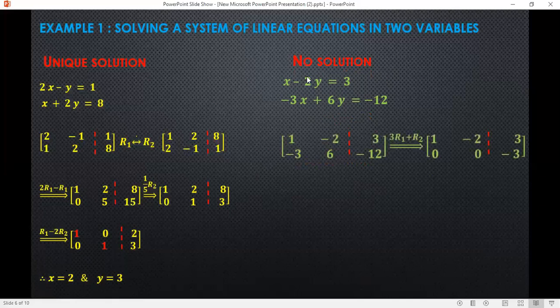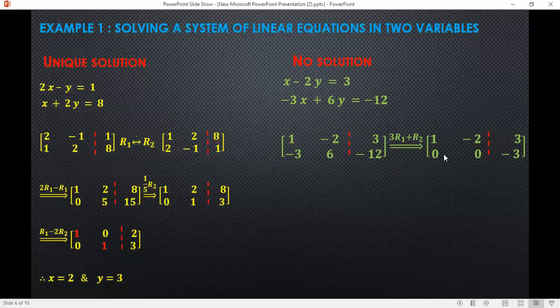As you see here, 1, -2, the coefficients, and 3, the constant. In the second linear equation, here we have -3, 6, and -12. And I want to make -3 a 0. I'm going to multiply the first row, R1, by 3 and add it to the second, R1 plus R2, then we get 1, -2, and 3. This is still the same.